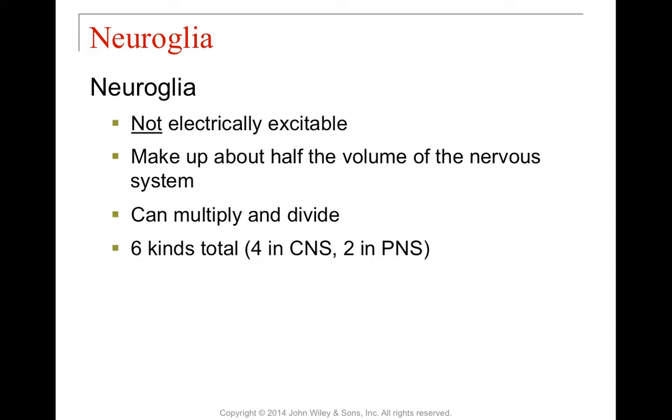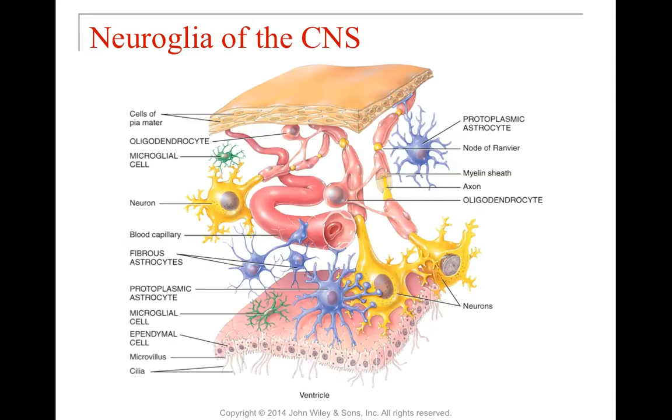They take up about half the volume of the nervous system, so there's quite a lot of them, and they can multiply and divide much more readily than neurons. We have a total of 6 different types of neuroglia, 4 that are found in our central nervous system, that is to say our brain and our spinal column, and 2 that are found in our peripheral nervous system, let's say the ganglion, etc. So the neuroglia of the central nervous system look kind of like this.